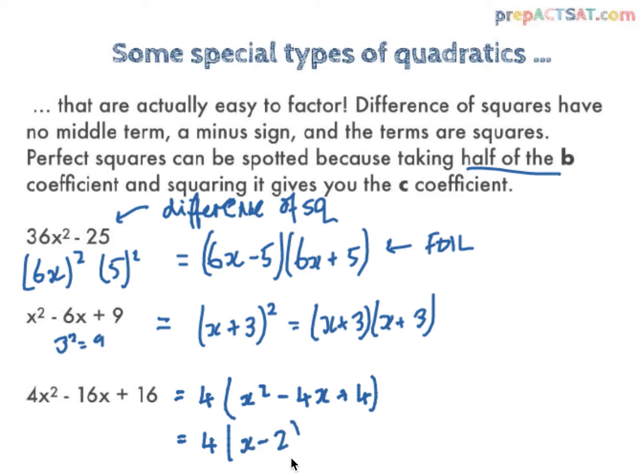4 times, now this is going to be x minus 2 squared. And I've just spotted a mistake in this one. This is not x plus 3, it's x minus 3. Let me change that.